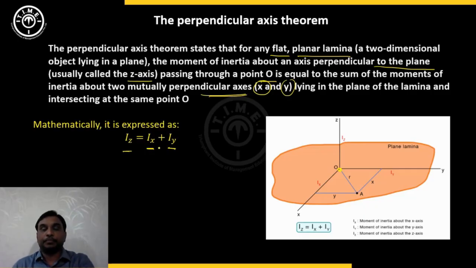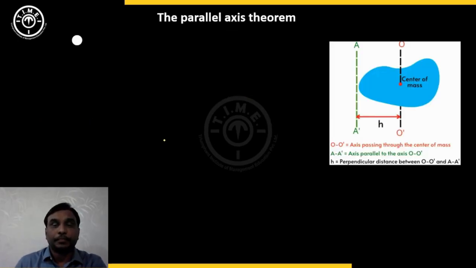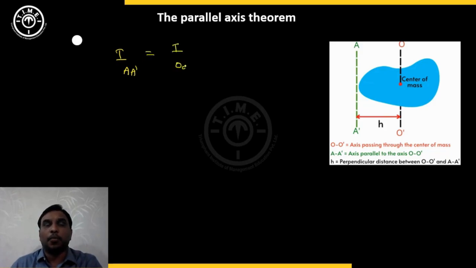Now moving to the parallel axis theorem. To apply the parallel axis theorem, let me write the statement. What is the mathematical statement? According to this, I about any axis AA prime is equal to I about OO prime. Usually we write I OO prime as Ig, that is, passing through the center of gravity, plus M into h square. What is h square? h is the distance between the 2 axes.